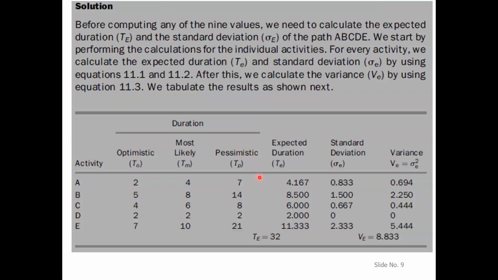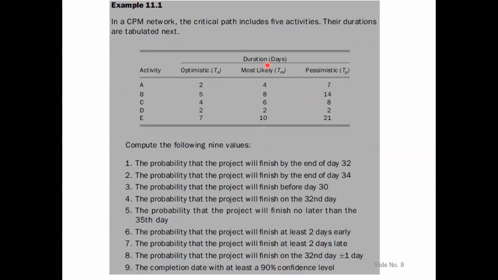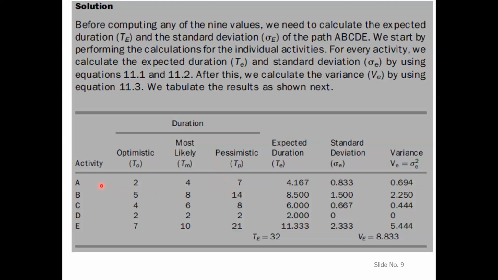Okay, so this type of process we will have to do. So here, these things have been performed over here. Okay, so we took the same data as before. This is the same data, so these first three columns are the same data. Now we calculated the expected duration. So from 2, 4, and 7, the expected duration is 4.167. Do you agree on this?